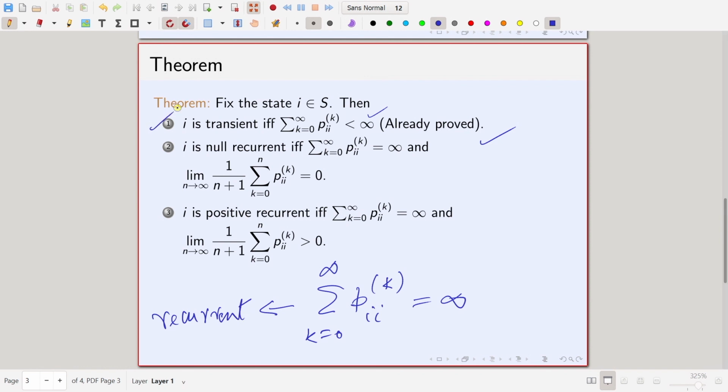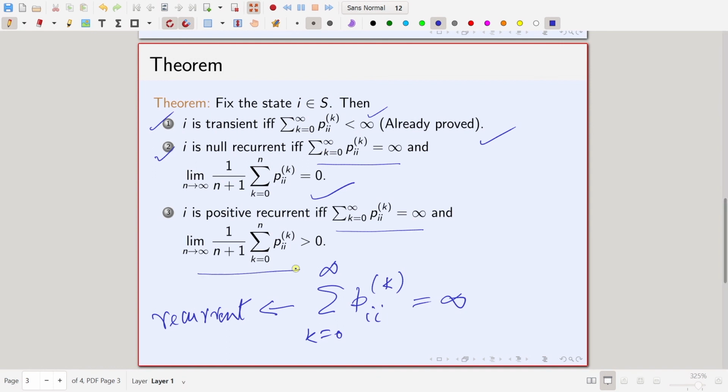So, this first part is already proved, but now the question is, how do I know whether it is positive recurrent or null recurrent? I need some further criteria to understand this further subdivision. This theorem talks about that further criteria. What point 2 is saying is that I is null recurrent if and only if this sum is equal to infinity. This is fine because null recurrent means it is recurrent. So this sum should be equal to infinity, and the limit as n goes to infinity of 1 over n plus 1 times the sum over k running from 0 to n of p_I^k should be equal to 0. And I is positive recurrent if and only if, again this part is already done, this limit is strictly greater than 0.